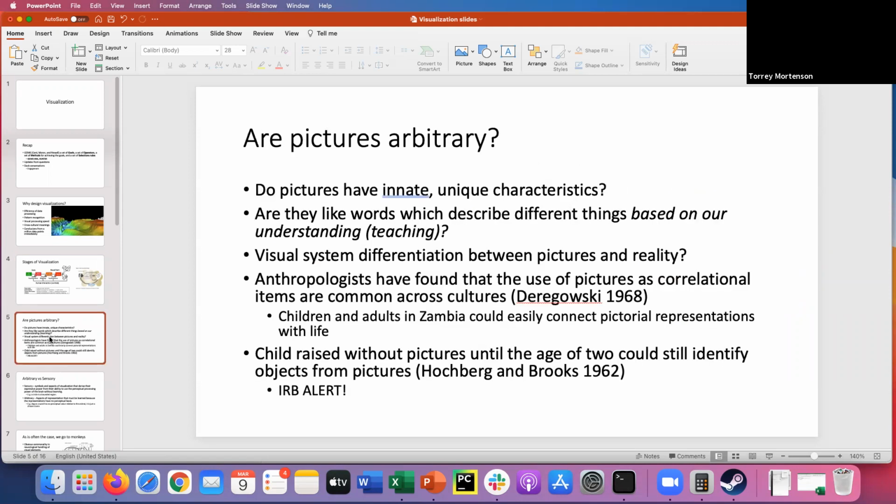So are pictures arbitrary? Do they have innate, unique characteristics? When we talk about arbitrary, we're talking about things whose meanings or notions, what gives the idea its depth and everything, is arbitrary. It has been given that by somebody else. It's not bringing anything to the table, let's say, to adjust that.